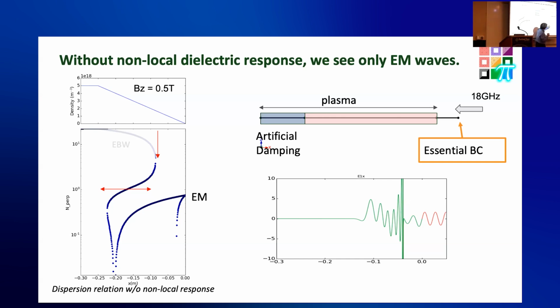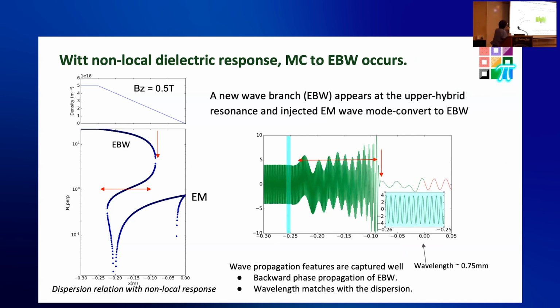As it starts, it becomes a big oscillation, and then the wave penetrates only up to this point. Here you can see the wavelength is very short, because at some point, called resonance, the wave number becomes super large. Now, if you introduce the non-local effect, then it becomes like this.